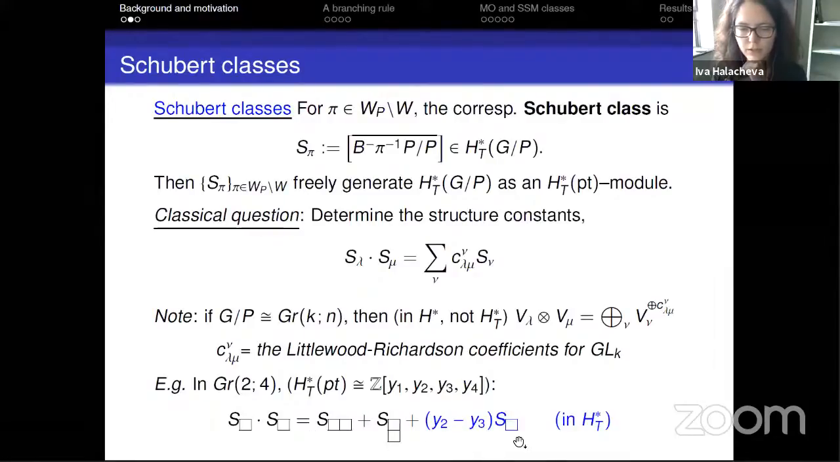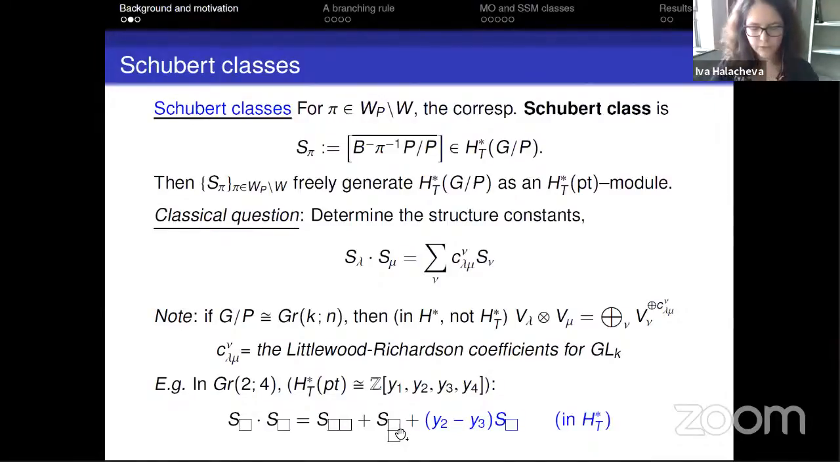You can decompose it in this way, where the last term only appears in the equivariant setting. If you work non-equivariantly, you only see the first 2 terms. Okay, so let me mention now a result for understanding these coefficients.